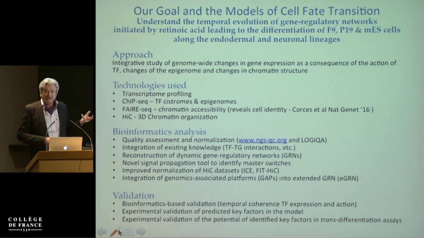So at the end, when you have such a network, you see the goal is to have a network which visualizes the transition which is underlying a differentiation phenomenon or a pathological phenomenon. Once you have that, you have to validate it. This can be done by bioinformatics, but bioinformatics on its own, of course, in a biological system does not tell you everything, so you need experimental validation approaches as well.